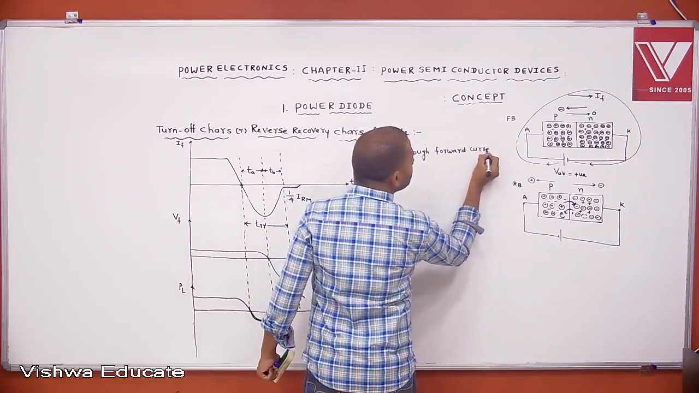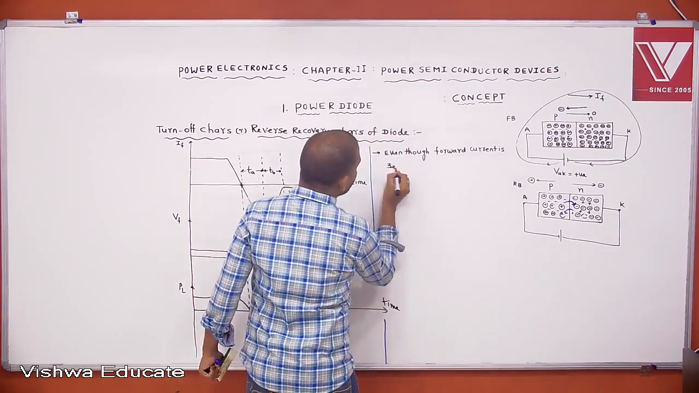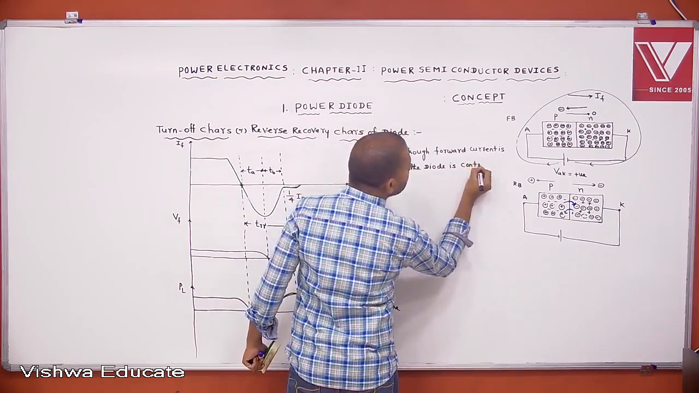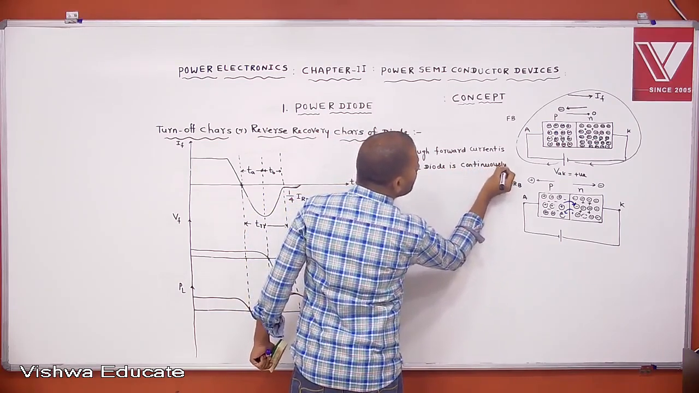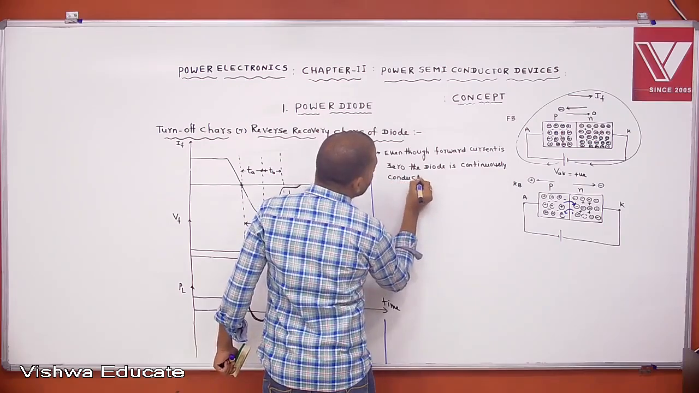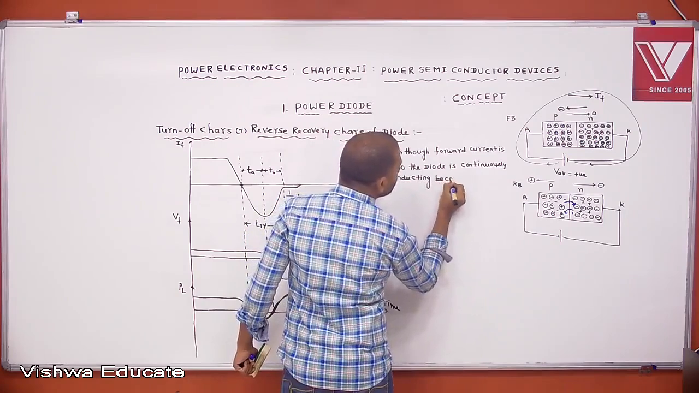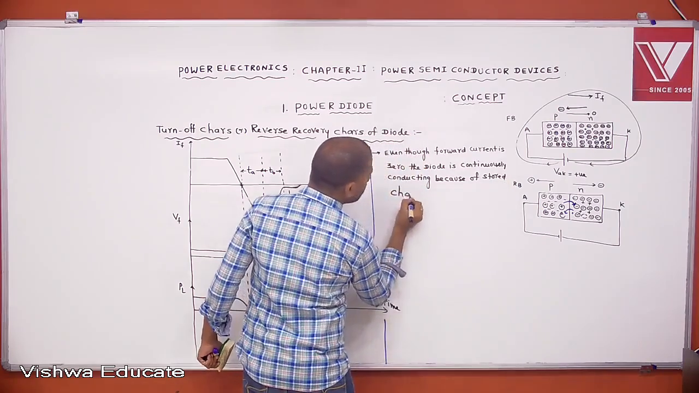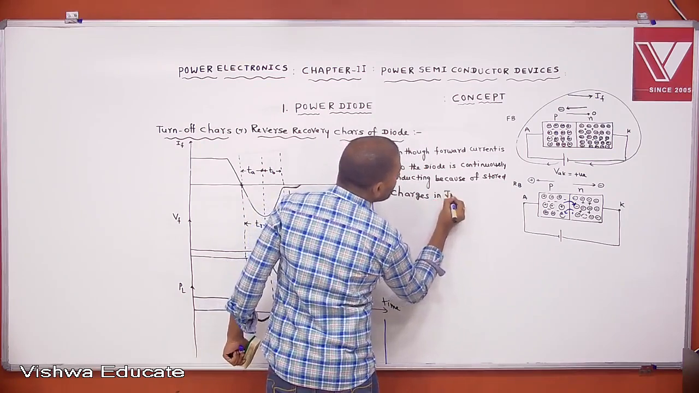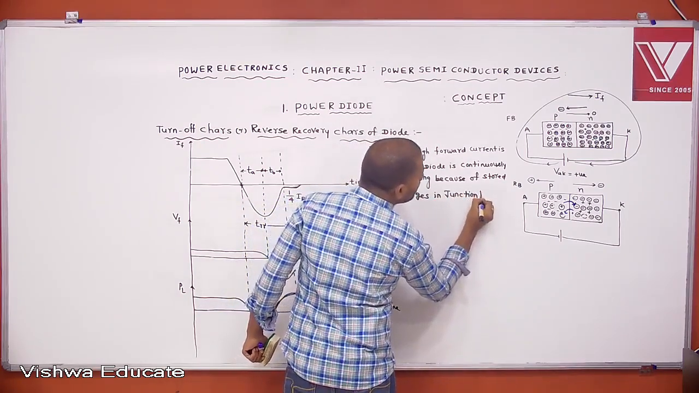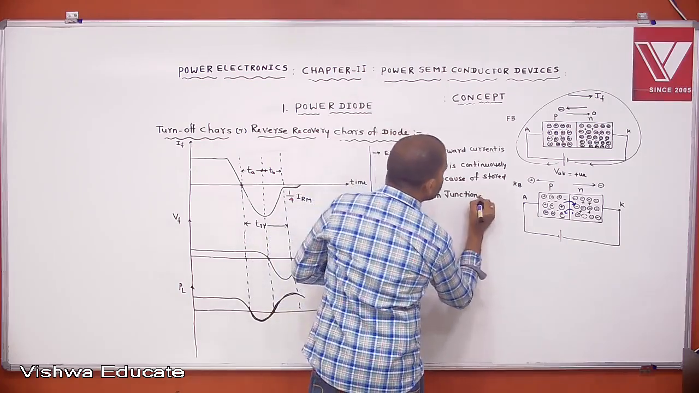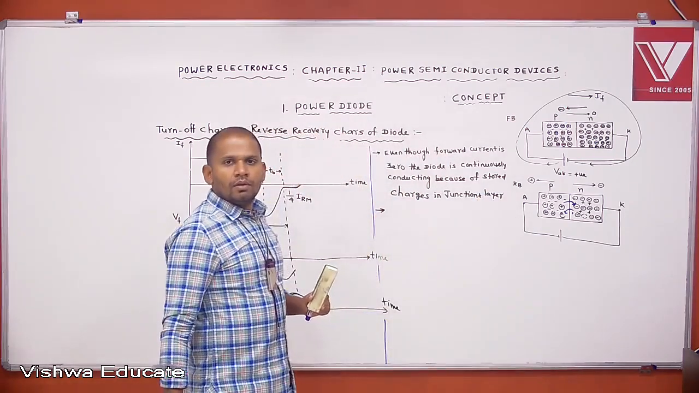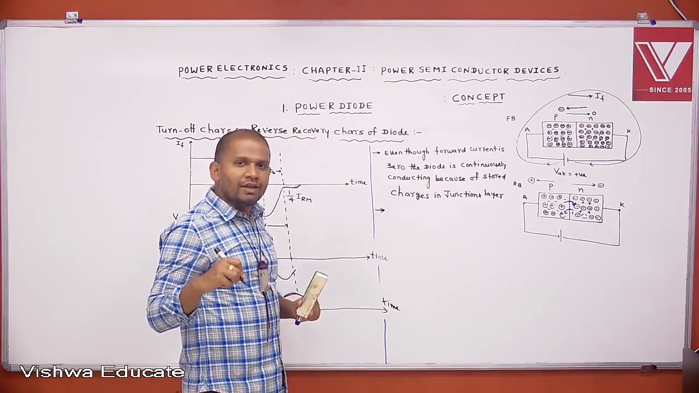Forward current is 0. The diode is continuously conducting because of stored charges in the junction and layers.